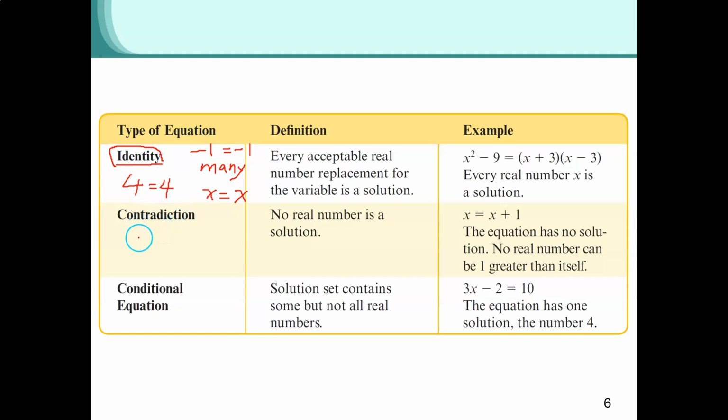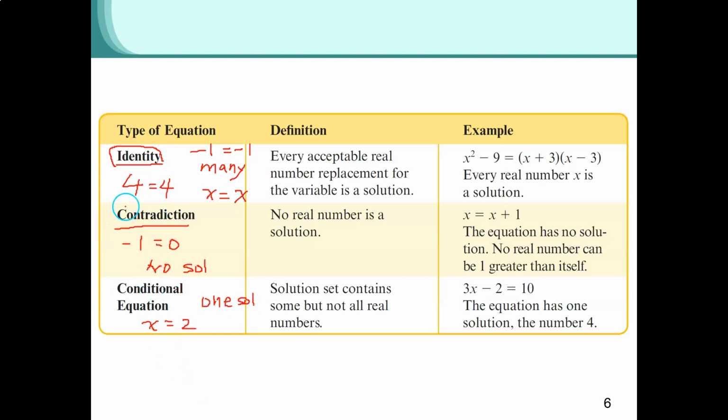Contradiction. When you have a contradiction, for example, negative 1 equals 0, this is not true. This is a wrong statement. So in that case, you will have no solution. That is a contradiction. Conditional equation, you will have one solution, which is a particular solution. So x equal 2. So you will have one solution.